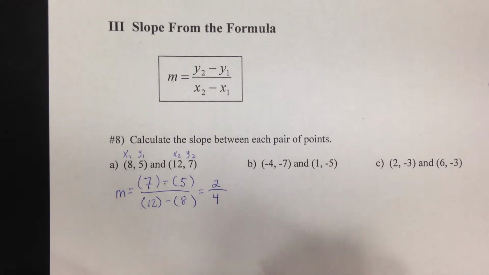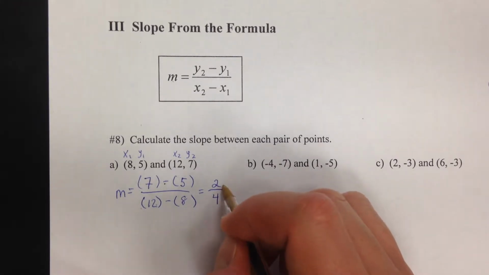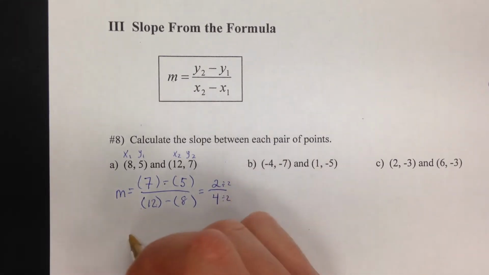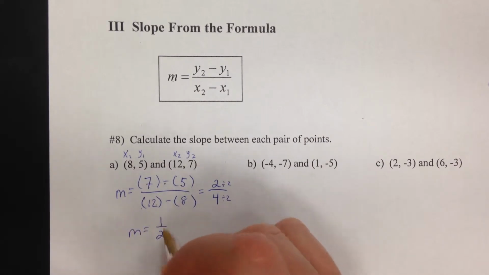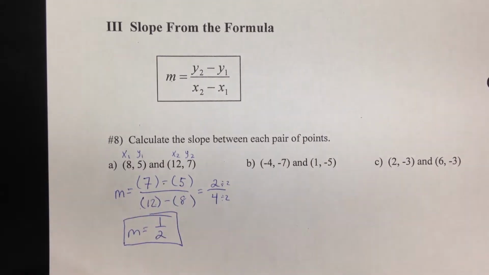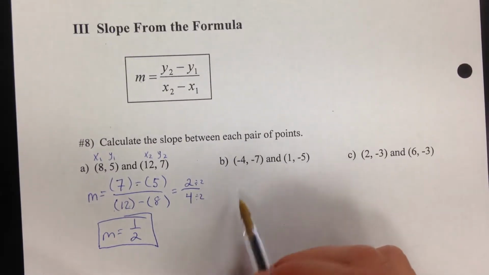Now that fraction, we can still simplify it. We can divide each of these by 2. And what we get is m equals 1/2. 1 over 2. There's your slope. Okay, let's do the same thing part B.